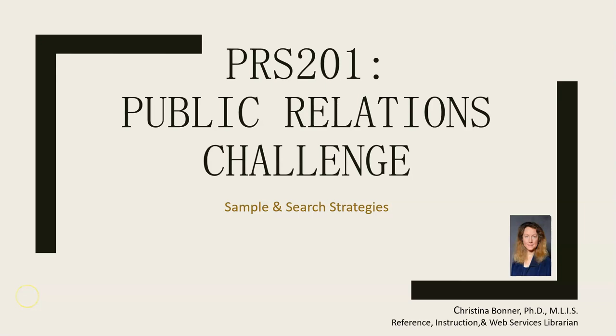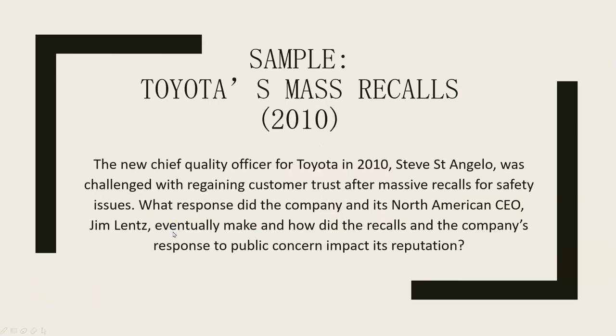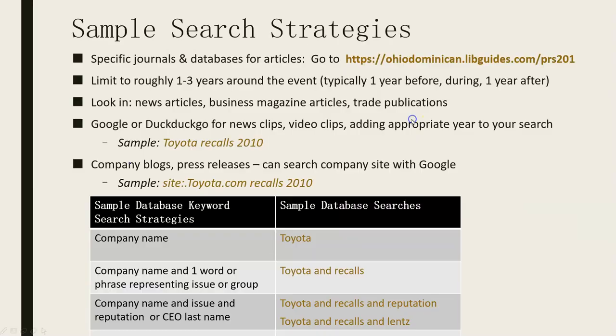We will work through a sample challenge and then, with some strategic searches, navigate through the databases you will need for this assignment. So our sample is Toyota's mass recalls from 2010. The then new Chief Quality Officer for Toyota was challenged with regaining customer trust after massive recalls for safety issues. So we want to find out what response the company and its North American CEO eventually made and how those recalls and the company's response to public concern impacted its reputation.